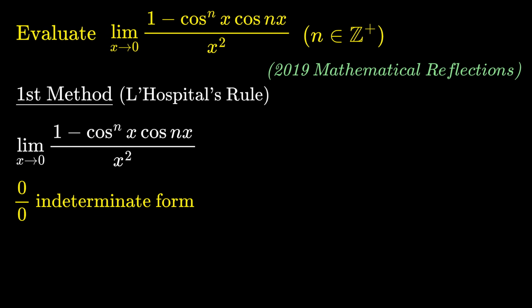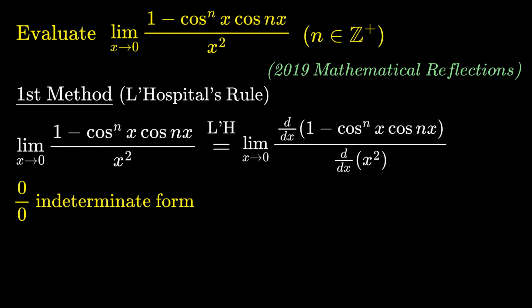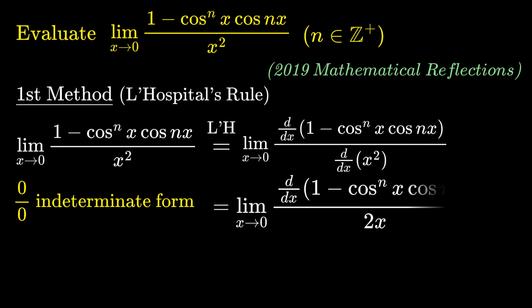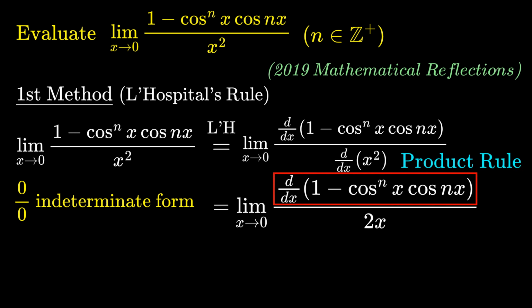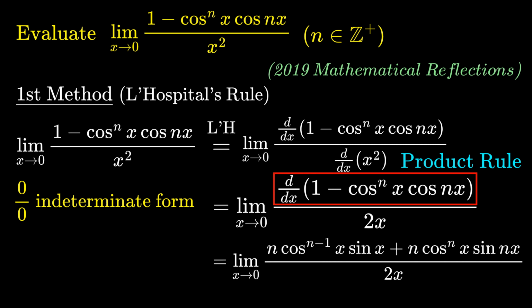What L'Hopital's rule is essentially about is that the limit that we are trying to find is the same as the limit if we have differentiated each of the functions in the numerator and the denominator. So the derivative of the denominator, which is x squared, is just 2x. And to differentiate the function in the numerator, we use the product rule.